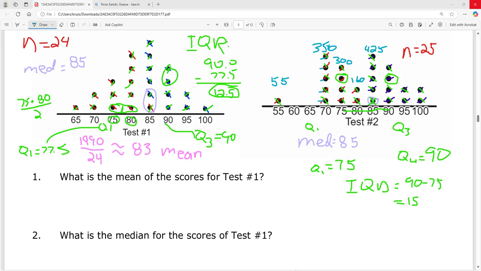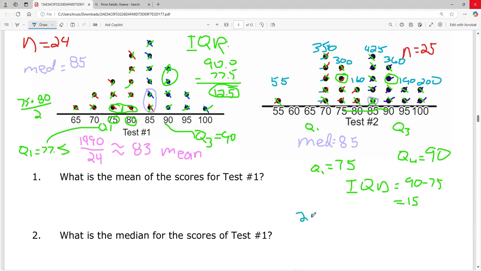90 times 4 is 360. 95 times 2 is 190. And then 100 times 2 is 200. Then we'll just add all those up. So we're going to do 200 plus 190 plus 360 plus 425 plus 160 plus 300 plus 350 plus 55 is 2040.